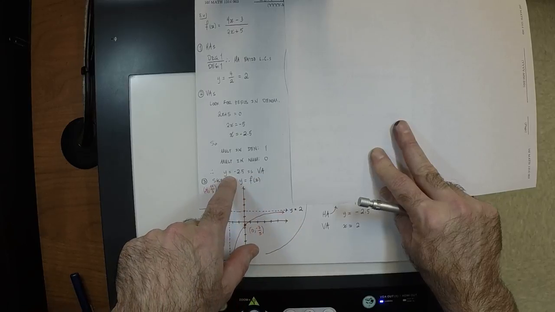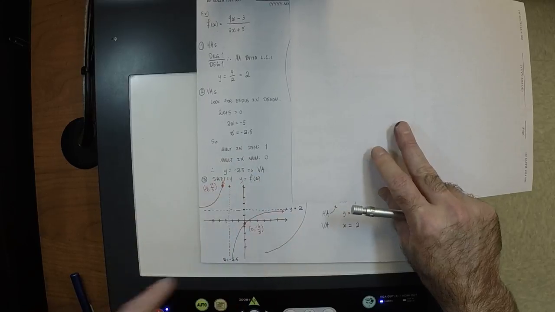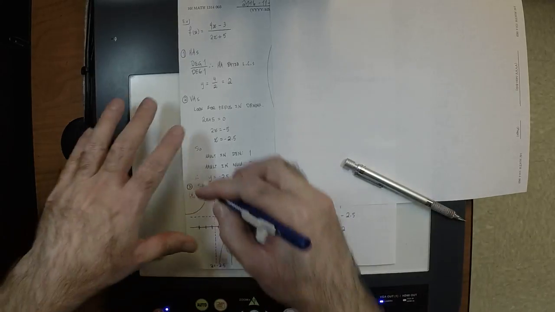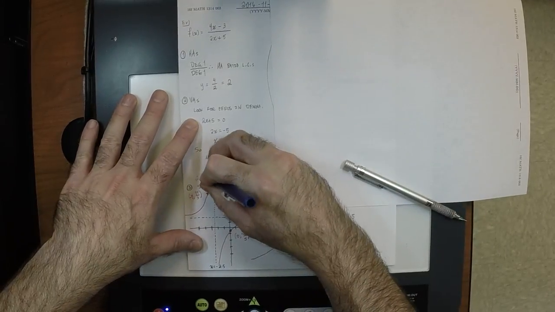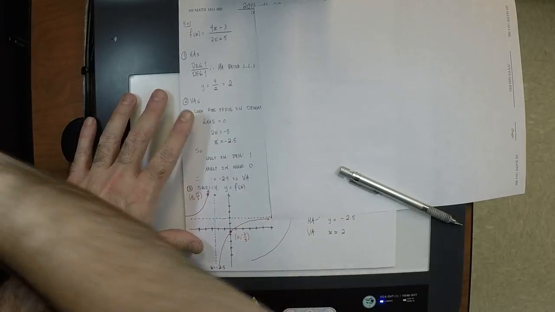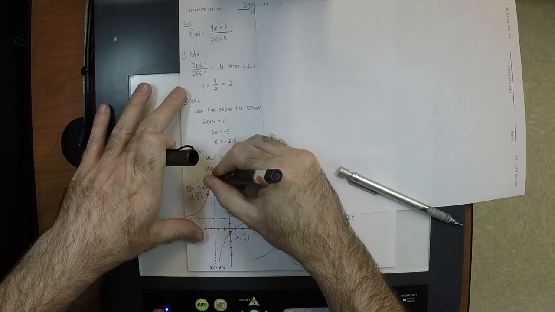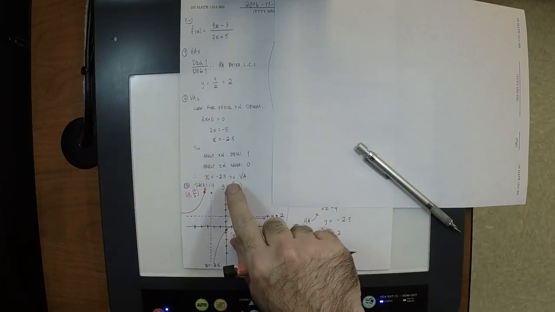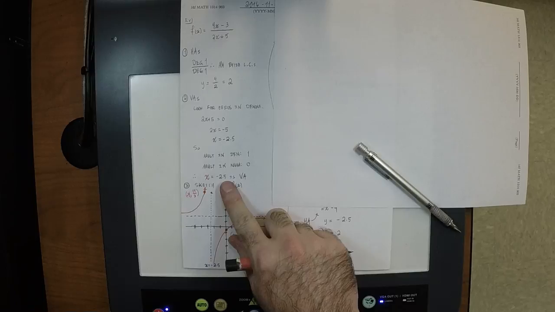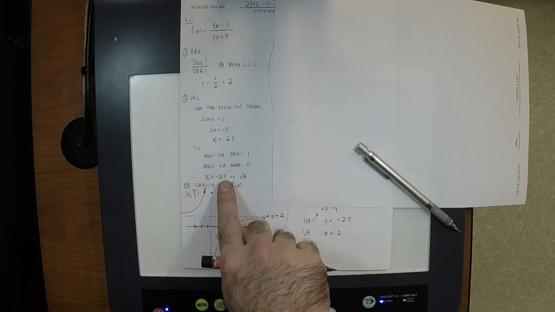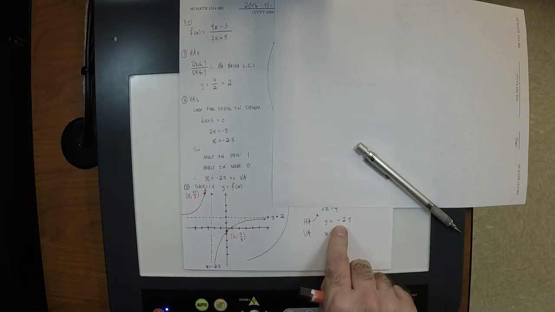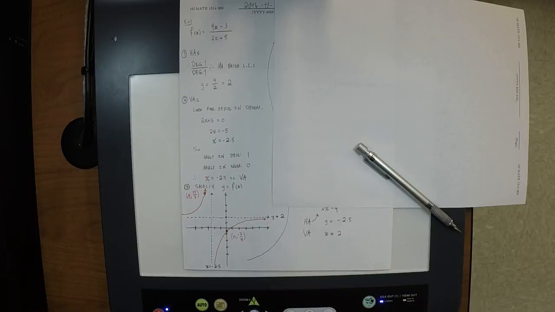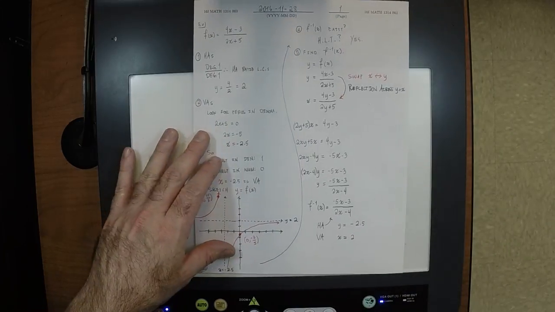Look at that, I wrote that wrong, look. Let's fix that. So this red x that I'm writing was formerly a y. So it has a vertical asymptote. The original function has a vertical asymptote of x is negative 2.5. So the inverse function has a horizontal asymptote of y is negative 2.5. Okay, good. Any questions about this?